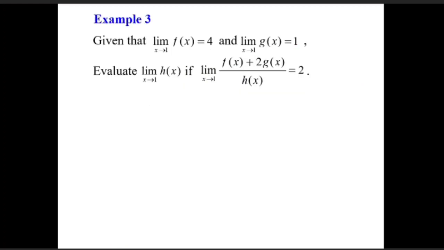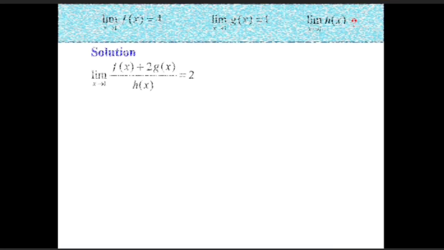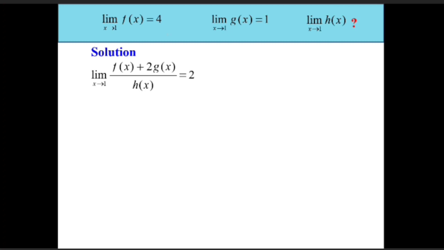Let's look at example 3. Given that the limit of f(x) as x approaches 1 is equal to 4, and the limit of g(x) as x approaches 1 is equal to 1. Evaluate the limit of h(x) as x approaches 1 if the limit is given. Alright, so list down the information that the question has given you. And the one that we want to find is the limit of h(x). And where is h(x)? It's right in the middle, here, at the denominator.